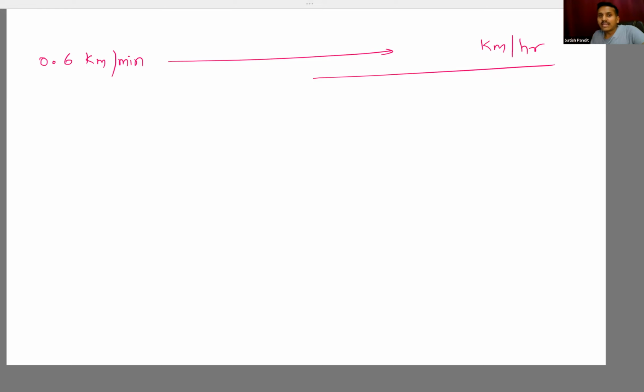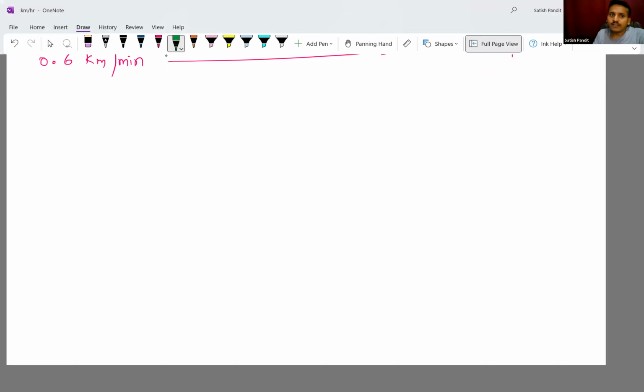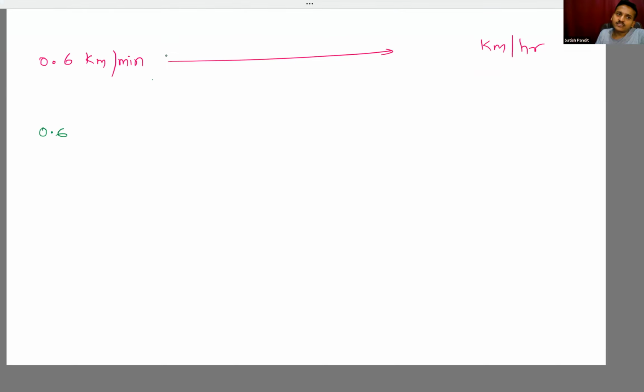Okay, all of you listen. I'll explain this last question and with this we'll stop. We'll not do any more questions hereafter. This is the last question we are doing. So look carefully. 0.6 kilometer per minute, and I want to convert it into kilometer per hour.